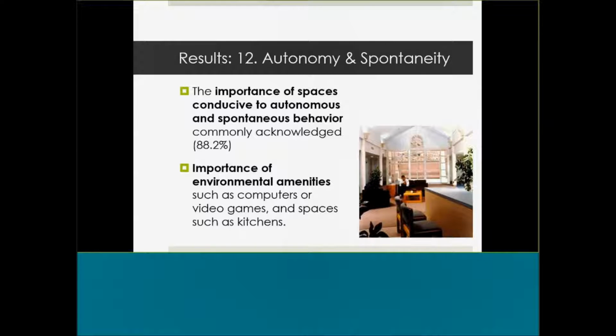So you may think that autonomy and spontaneity is not something that's recommended in a mental health facility, but most people thought this is actually a pretty good idea. So you are able to create certain things that allow people to have their sort of normal quality of life of what they might do at home.